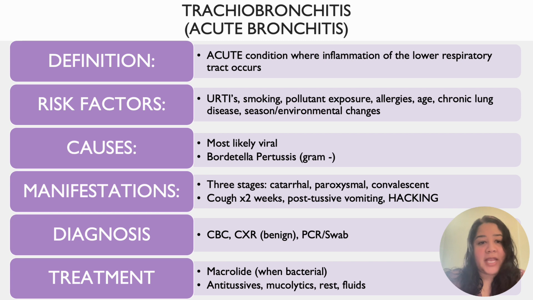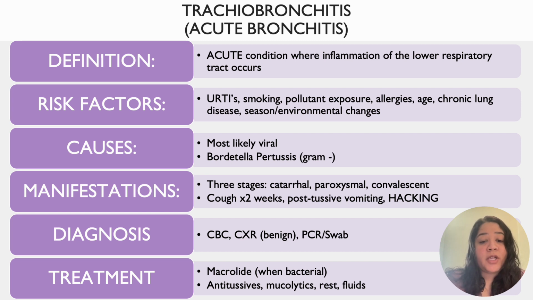bacterial medication, right? So the risk factors include upper respiratory tract infections, smoking, pollutant exposures, allergies, being very young, right? Less than 6 months usually, chronic lung disease, and season and environmental changes. So we usually see acute bronchitis come about during the season changes, right? Like I said, it's most likely viral, but when it is caused by a bacterium, we worry about Bordetella pertussis, which is gram-negative. There are 3 stages that you must know for acute bronchitis: catarrhal, paroxysmal, and convalescent.